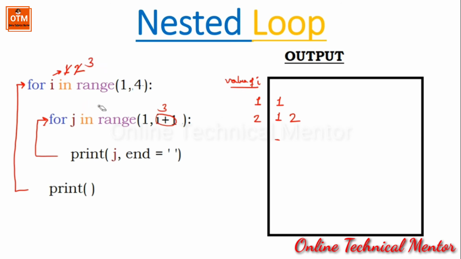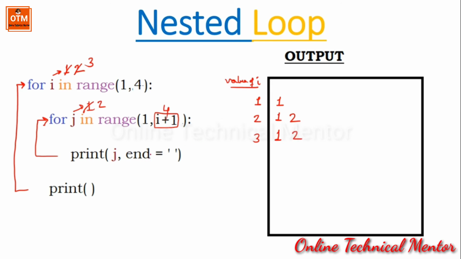Let me erase again all the values of j. Now this time i is 3, so i plus 1 will be 4, and the j loop will execute for j equal to 1, j equal to 2, and j equal to 3. So the first value of j is 1. By taking j equal to 1, it will enter into the loop and print the value of j, that is 1. So for i equal to 3, it will start printing from 1. There will be 2 more iterations. Again the j loop will continue. For j equal to 2, again enter into the loop, it will print the value of j, that means 2.